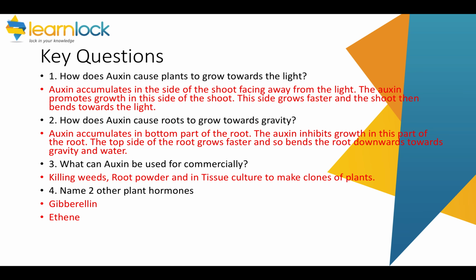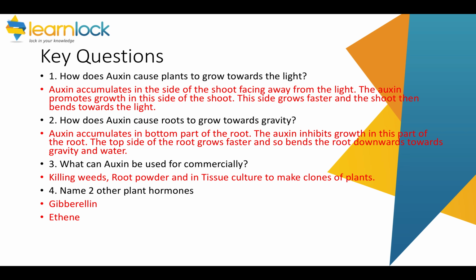So, how does auxin cause plants to grow towards the light? Remember, for light, auxin accumulates in the side of the shoot facing away from the light. The auxin makes this side grow faster, and that means it will start to grow faster and bend the plant towards the light.